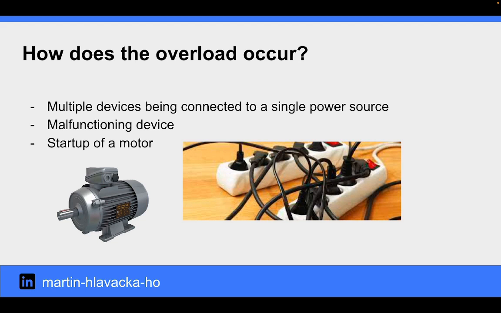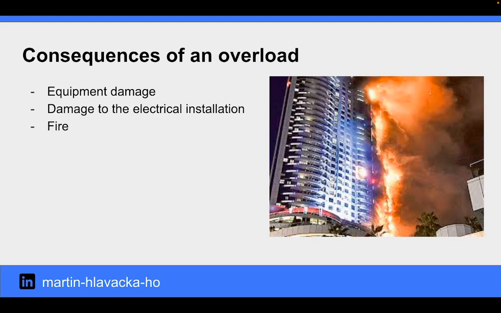The most common situations where an overload occurs are connecting multiple devices to a single power source, a malfunctioning device, and an inrush of current during motor starting. What are the consequences if the overload is not controlled and the installation is not protected? The equipment or electrical installation of the building or plant may suffer serious damage. It can even start a fire.